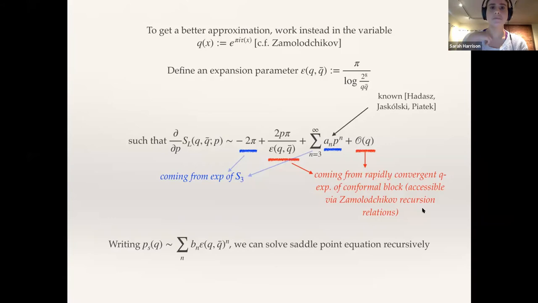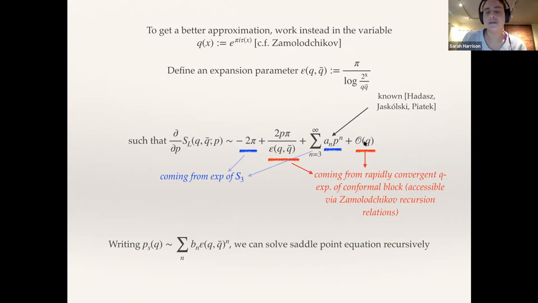So instead, we'll analyze the saddle point equation in the q variable. A method of doing this is we can define an expansion parameter, which I'll call epsilon, as pi over the log of this ratio 2^8 over q q-bar, which happens to appear all the time in the same form, such that the saddle point equation becomes the following. It goes like minus 2 pi plus 2 phi pi over epsilon, plus a power series in powers of p, plus the expansion coming from the q expansion of the conformal block.